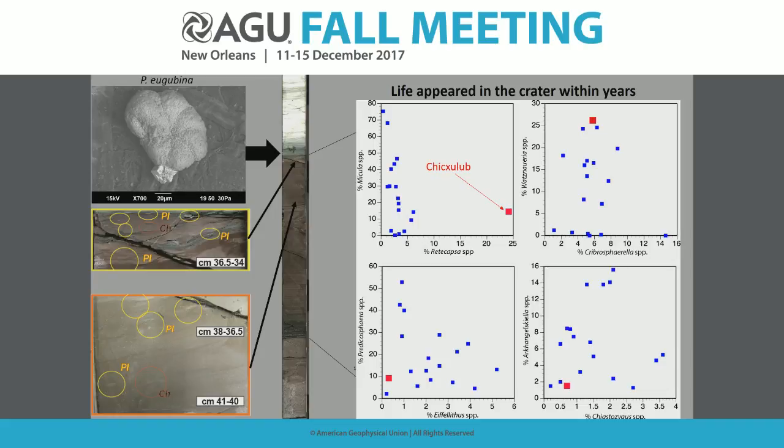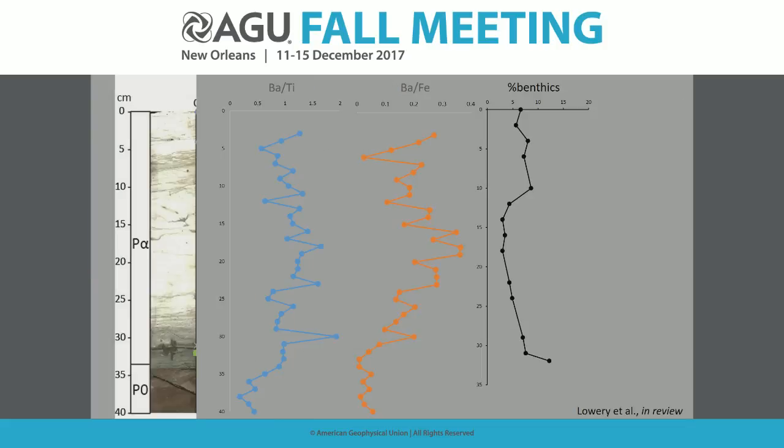Also, the nanofossil assemblage. You see the blue here are typical Maastrichtian sites. The red is Chicxulub. We have way more Reticulofenestra than is normal. We also have way more Watznaueria than normal. We have way fewer of other species that are usually common components of Maastrichtian open ocean assemblages. This is not a reworked assemblage that has the proportions you'd expect to see for a reworked assemblage. We think these are survivors. So we think we have really strong evidence for life within years.